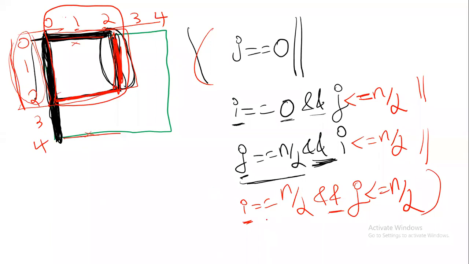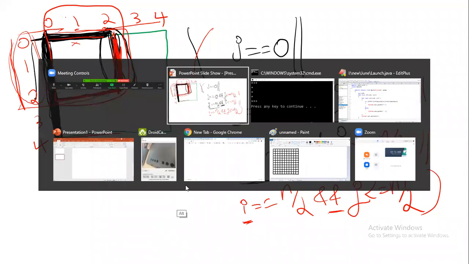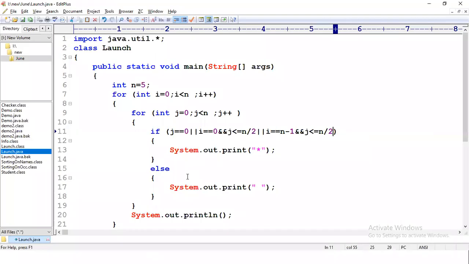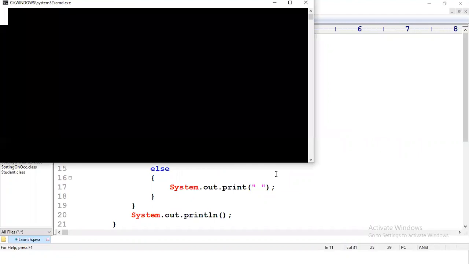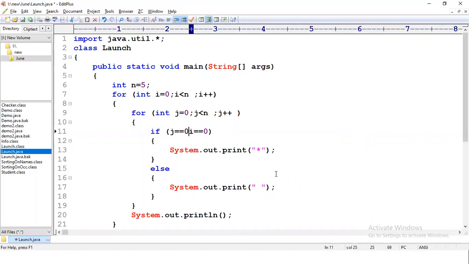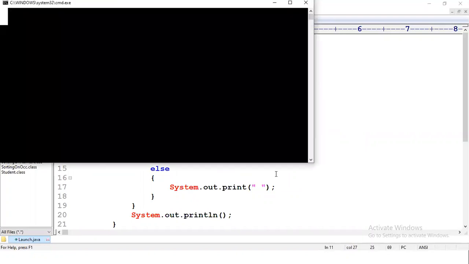Let's take some more examples so that we'll clearly understand. As of now, I'll write a program for this. Only the condition you want to change. So you have to tell j is equal to 0 and I is equal to 0. Okay, sorry, not and here, it is or here. J equals 0, I'll get the first line. I equals 0, I'll get this horizontal line.